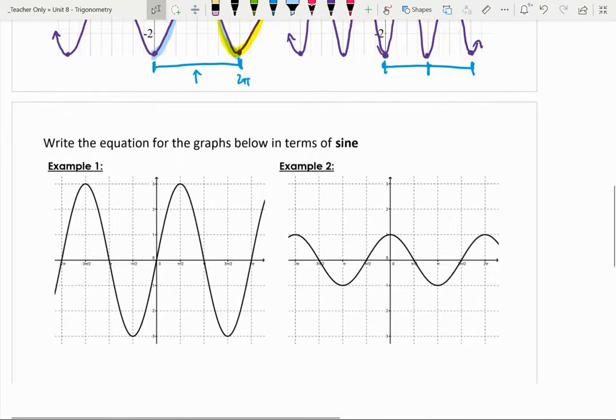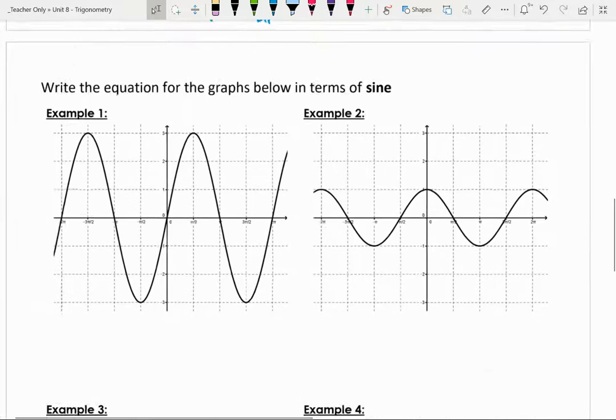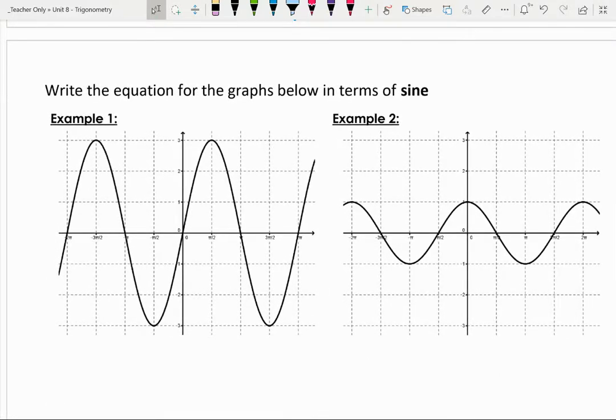Let's switch gears here just a little bit and actually write some equations based on the transformations that we see. And notice the instructions here that we're going to write in terms of sine. Since sine and cosine, you've seen, are really related graphically, we could technically write all of these in terms of cosine as well. But just for consistency's sake, I would like to use sine just like we did up above. So that would be a sine of b times the quantity x minus c plus d. So let's take a look at what we've got going on here in example 1.